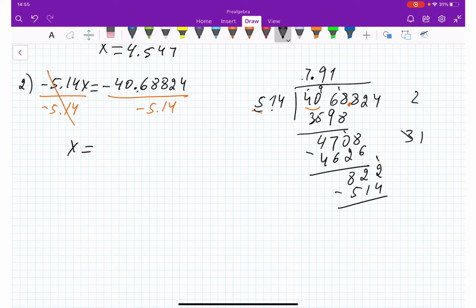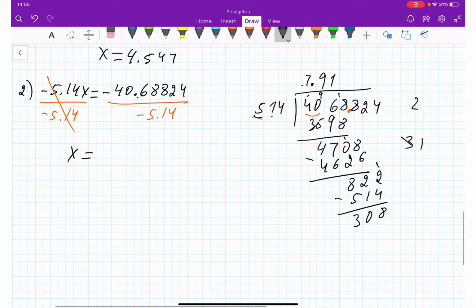Subtract. 12 minus 4 is 8. 1 minus 1 is 0. 8 minus 5 is 3. All right, bringing down the last one, 3084. Let me see. Which number multiplied by this 4 will give me 4? 6? Let's try. 6 times 4, 24. 2 in mind. 6 times 1 is 6, and 2, it's going to be 8. 6 times 5, 30, and 2, it's going to be 32.